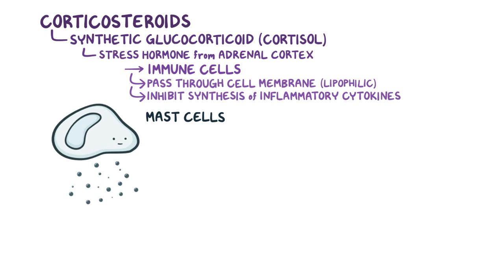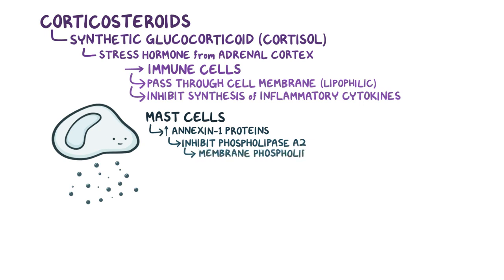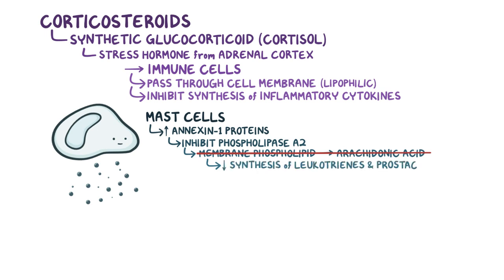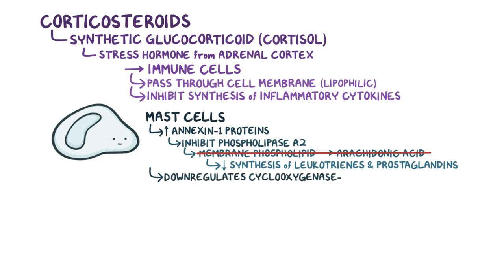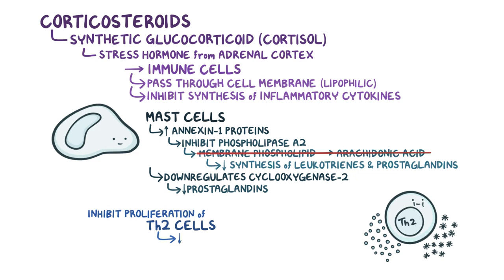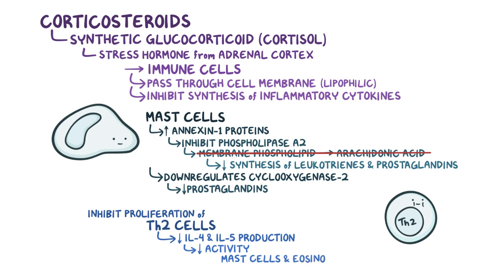In mast cells, they increase the production of annexin 1 proteins that inhibit the enzyme phospholipase A2. This stops the conversion of membrane phospholipid into arachidonic acid and decreases the synthesis of leukotrienes and prostaglandins. Corticosteroids also downregulate the enzyme cyclooxygenase 2, which reduces the production of prostaglandins. Finally, they also inhibit the proliferation of the Th2 cells, which reduces the production of IL-4 and IL-5, further reducing the activity of mast cells and eosinophils. This way, corticosteroids effectively inhibit the inflammatory process at multiple stages.